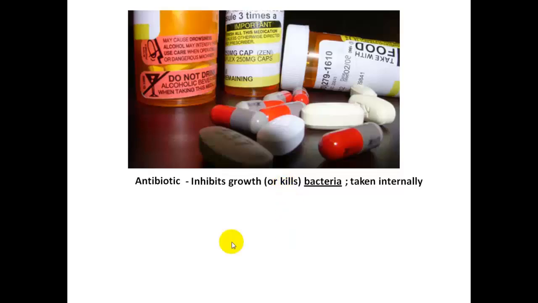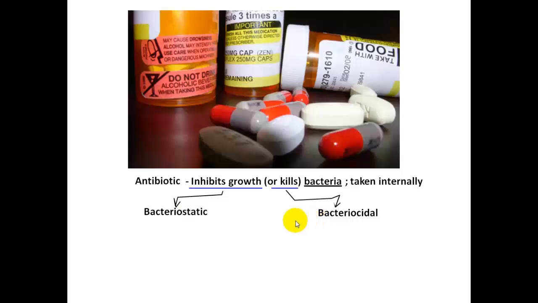So antibiotics that inhibit the growth of bacteria are referred to as bacteriostatic antibiotics. Static means no movement, and that's why it's called bacteriostatic, because these are antibiotics that cause no more movement or no more growth of the bacterial cells. On the other hand, antibiotics that actually kill the bacterial cells are referred to as bactericidal antibiotics. So that's one way of categorizing antibiotics: according to whether they're bacteriostatic or bactericidal.